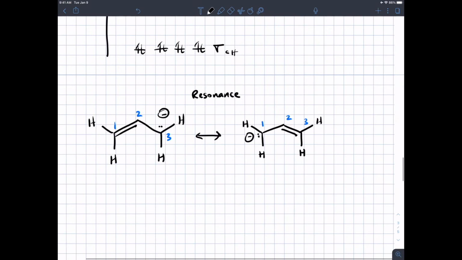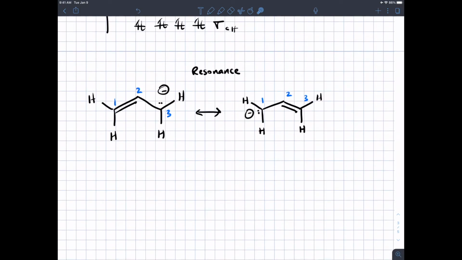Resonance tells us that either of these structures is an incomplete description of the allyl anion. It doesn't tell us that the double bond is switching back and forth rapidly between 1 and 2 and then 2 and 3, nor does it tell us that the lone pair is hopping back and forth between 3 and 1. Rather, it tells us that the structure of the molecule really should resemble something like this, where electrons are delocalized. And once you hear that word delocalized, you ought to think, okay, this is probably a situation where we're going to need some MO theory.